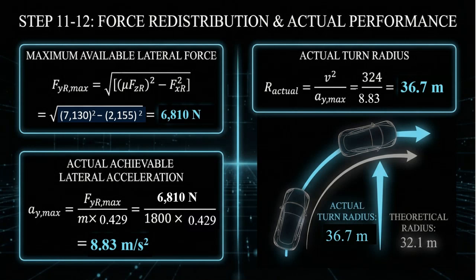Finally, we calculate the actual turning radius limited by tire friction. R actual equals v squared divided by a y max. Substituting values, R actual equals 36.7 meters. To conclude, even though steering geometry predicts a tighter turn, rear tire friction limits the vehicle, forcing a larger actual turn radius. This proves that tire grip, not steering angle, ultimately controls vehicle cornering performance.